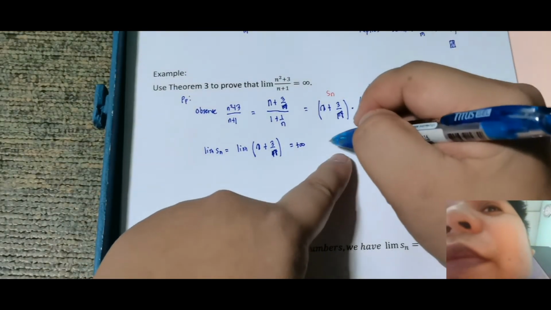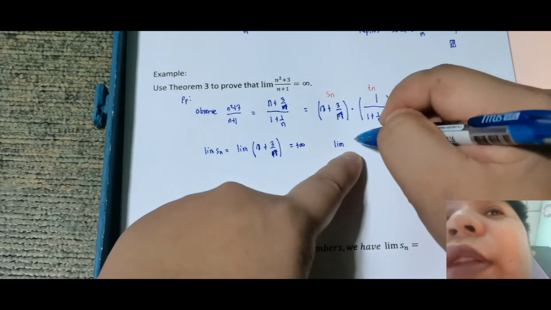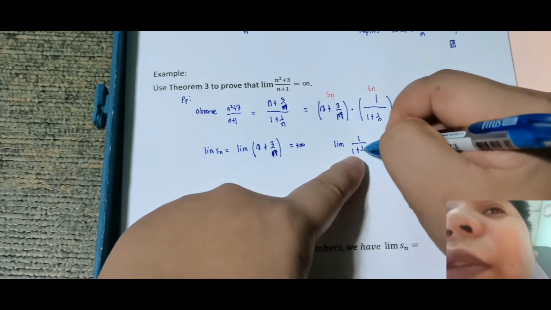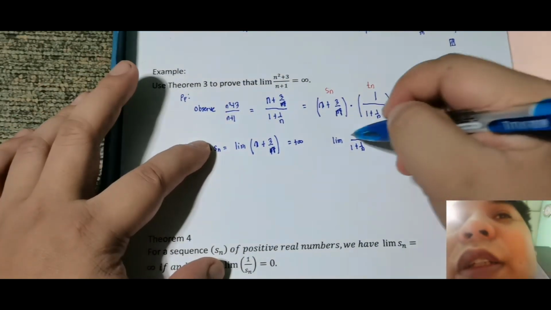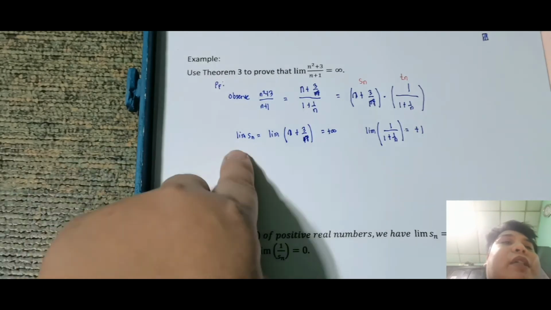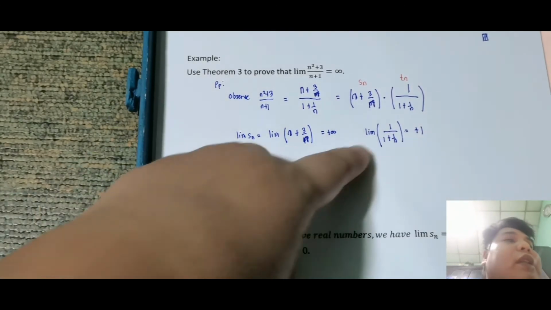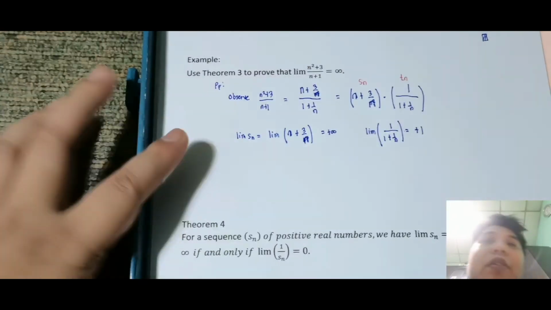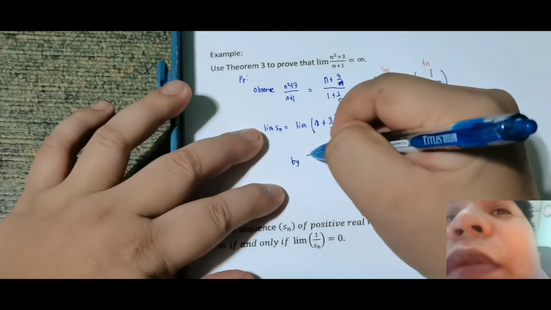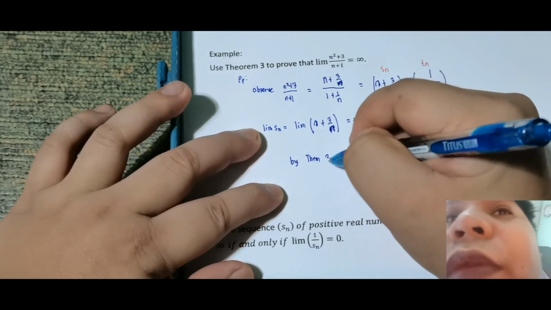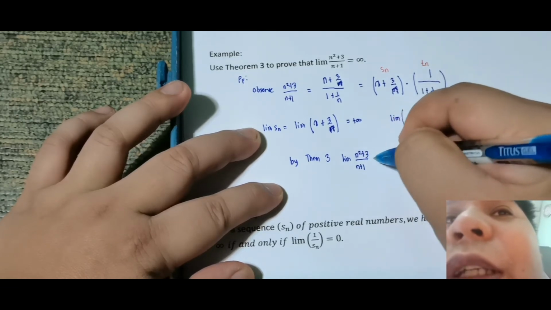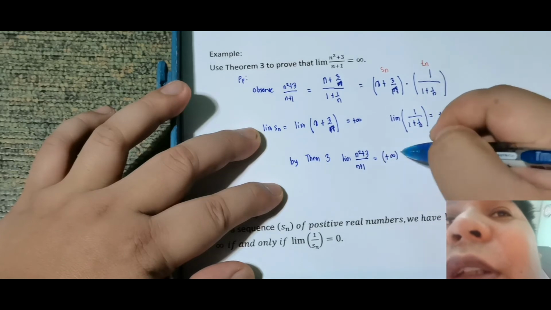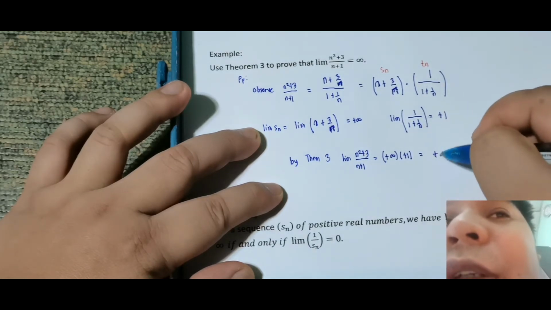Next is yung limit naman. So let us take the limit ng 1 over 1 plus 1 over n. So obviously ito ay equal sa positive 1. No, as n approaches infinity, that is equal sa positive 1. Okay, so ngayon by theorem 3, since the limit of S sub n is positive infinity, the limit of t sub n is greater than 0, which is 1. So therefore, by theorem 3, yung limit ng n squared plus 3 over n plus 1 is equal to positive infinity multiplied by positive 1, which is equal to positive infinity.